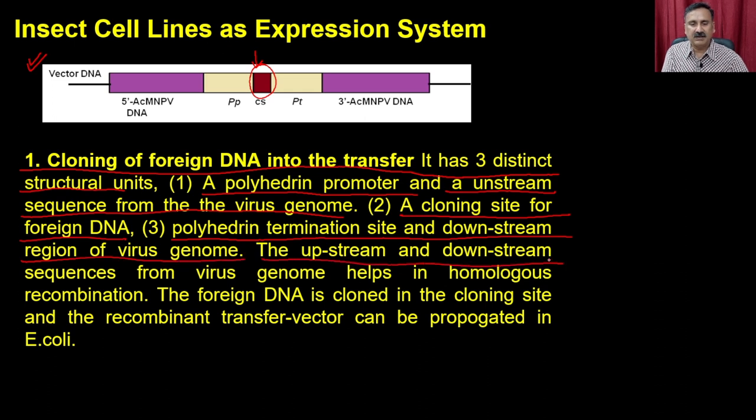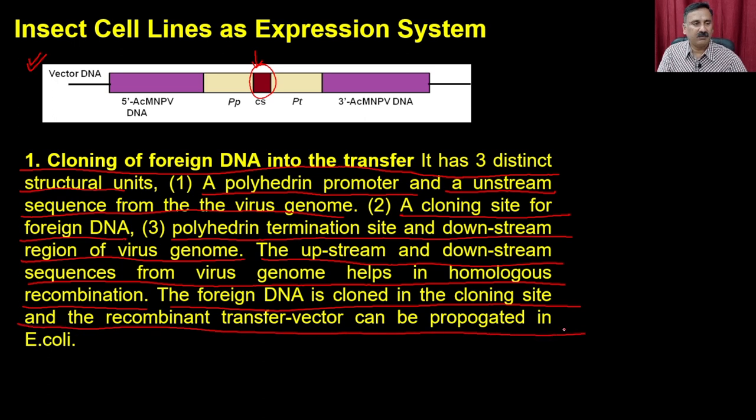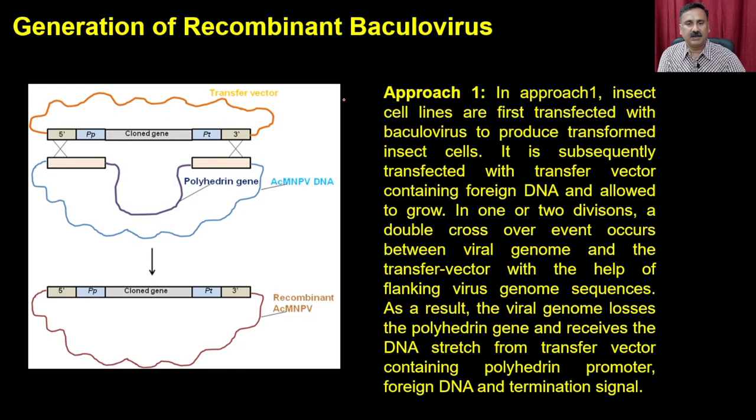The upstream and the downstream sequences from the viral genome help in homologous recombination. The foreign DNA is cloned into the cloning site, and the recombinant transfer DNA can be propagated. Once you have cloned it into this particular vector, you can go to the next step, where you are going to have the generation of the recombinant DNA.